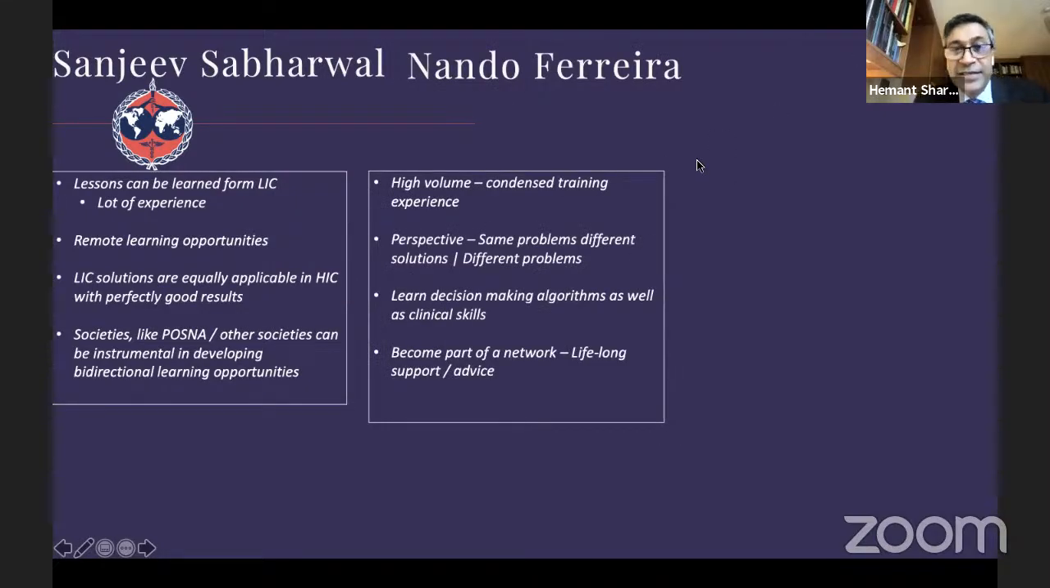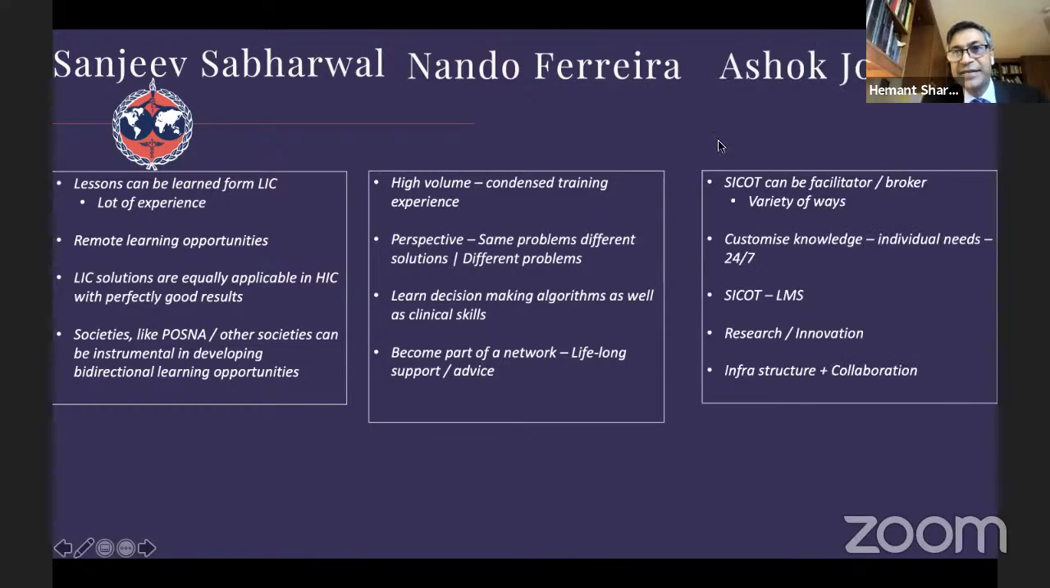Nando pointed out that he has a lot of fellows, and said that condensed training and learning with high-volume cases would be quite useful. You can look at the same problem in a different way and have different solutions for the same problem, and we can have algorithms based on our skills, opportunities, and resources that can work equally well. Networking, learning from each other, and interaction are a very important part of fellowships and mentoring, and that should be encouraged and constantly improved.